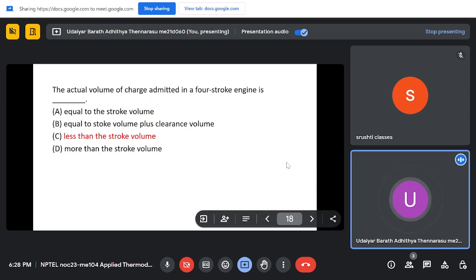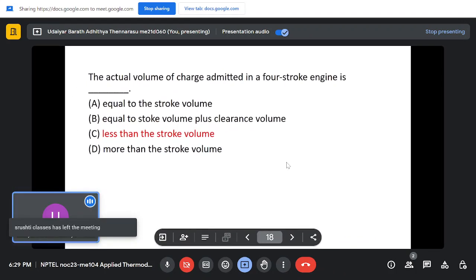So it will take some more volume greater than the clearance volume. So what happens is, now the volume which the inlet gas can occupy has come down from the stroke volume. So it will be less than stroke volume. So the answer is option C.